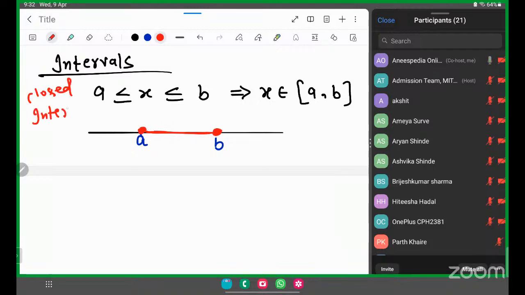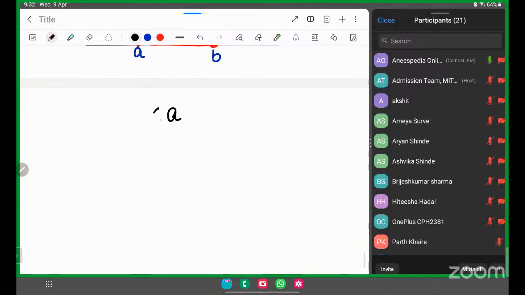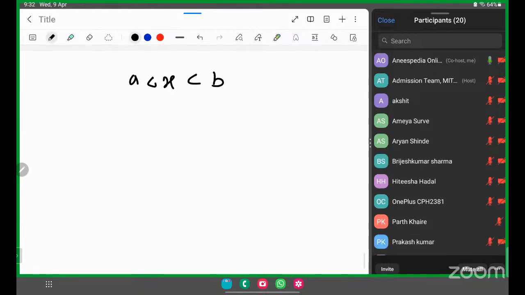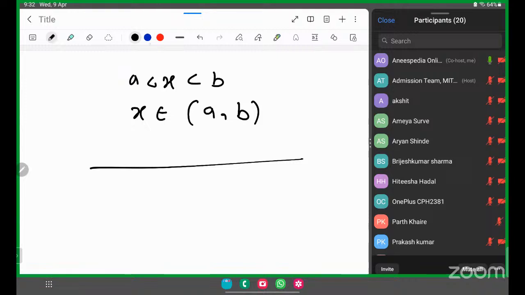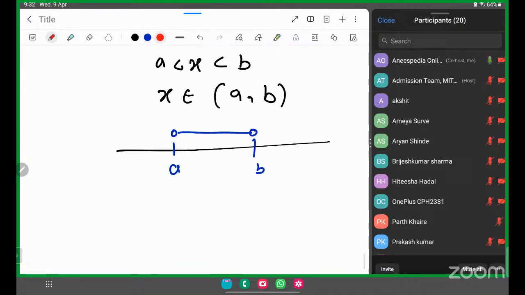This is known as a closed interval. The second one is the open interval, where x is in between a to b, excluding endpoints a and b. In this case, we write it as x belongs to the open interval a comma b. And on the number line, this will be given as a, b, here will be open, here will be open, and all the elements between them are taken. This is known as an open interval.